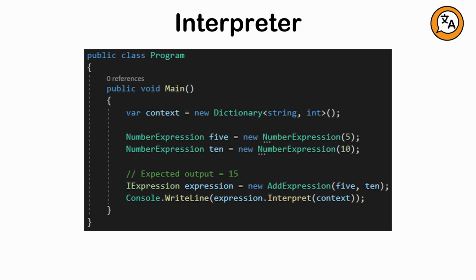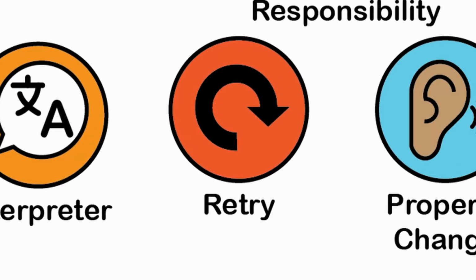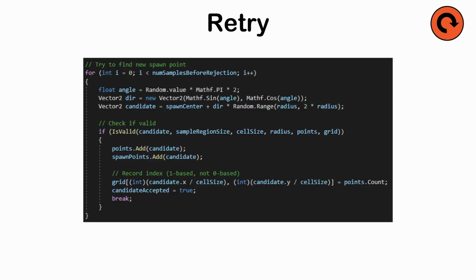Depending on context, an interpreter can also perform some work on a value or set of values before returning a result. The retry pattern. A means of executing an action and retrying it a specific number of times if it fails.